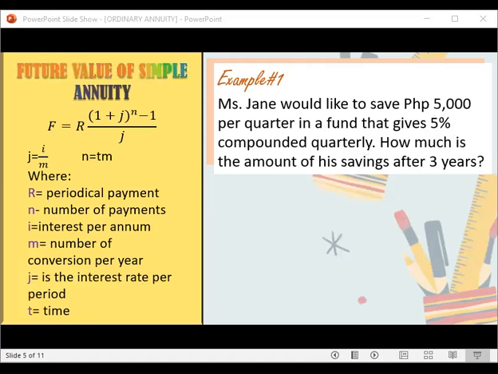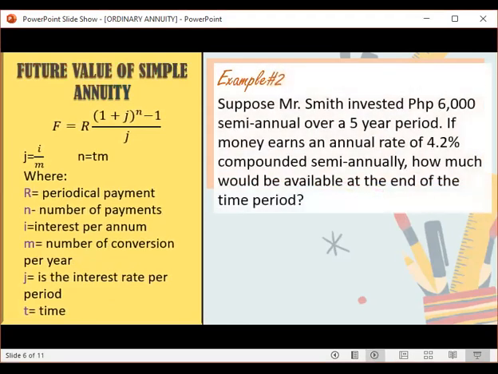For step, or rather, example number 2, we have here, suppose Mr. Smith invested 6,000 pesos semi-annually over a 5-year period. If money earns an annual rate of 4.2% compounded semi-annually, how much would be available at the end of the time period?